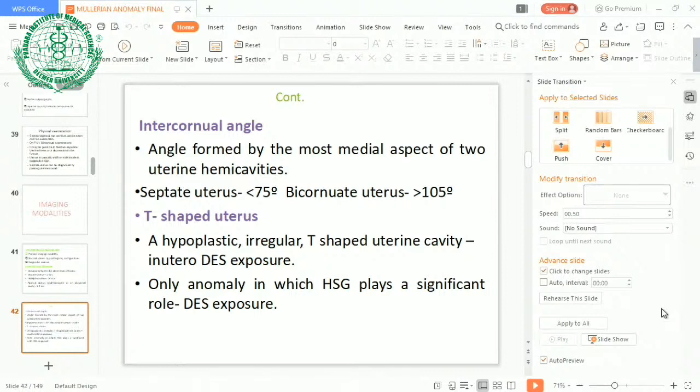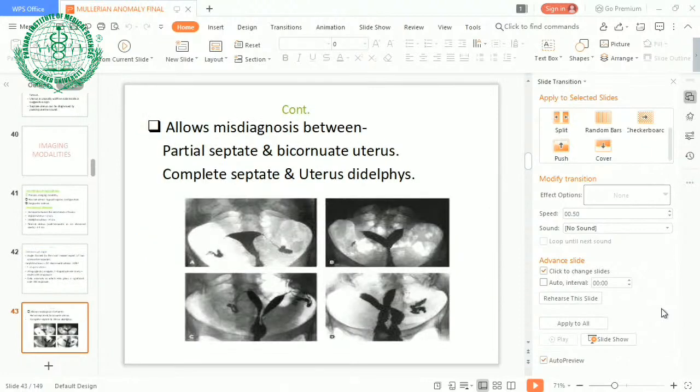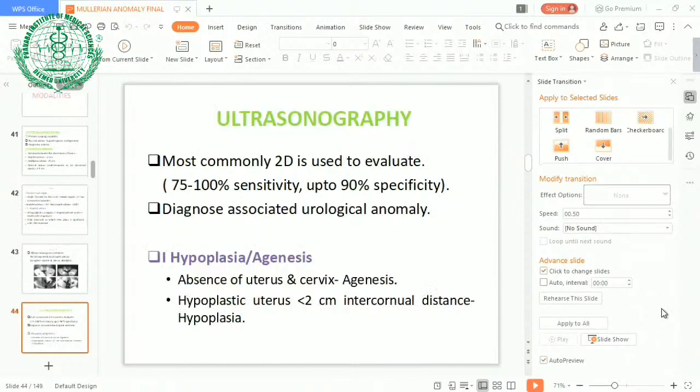Intercornual angle is formed by the most medial aspect of the two uterine hemicavities. In septate uterus, it is less than 75 degrees. Bicornuate uterus is above 105 degrees. T-shaped uterus: hypoplastic, irregular T-shaped uterine cavity. It is because of the DES exposure in utero. The only anomaly in which HSG plays a significant role is DES exposure. It allows misdiagnosis between partial septate and bicornuate uterus, complete septate and the uterus didelphys. So this can be confirmed by laparoscopy.